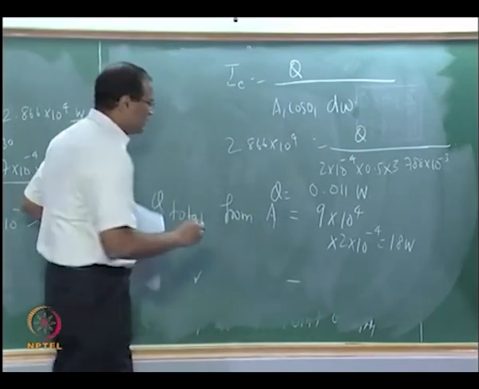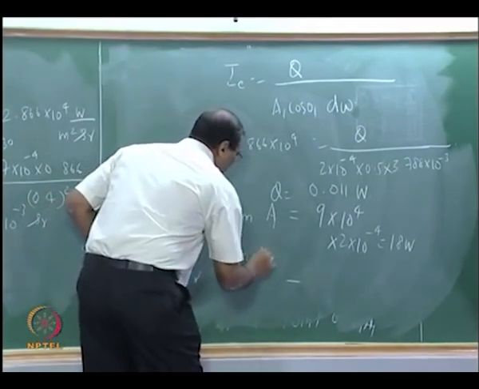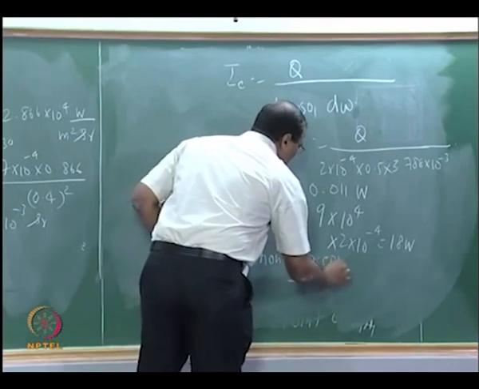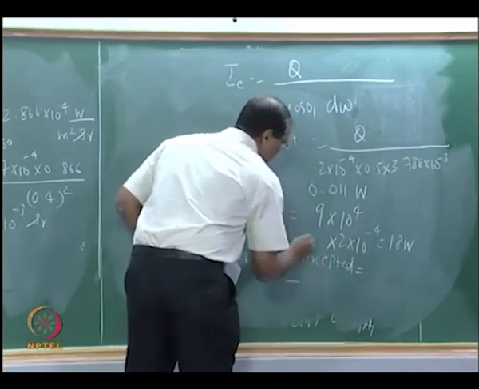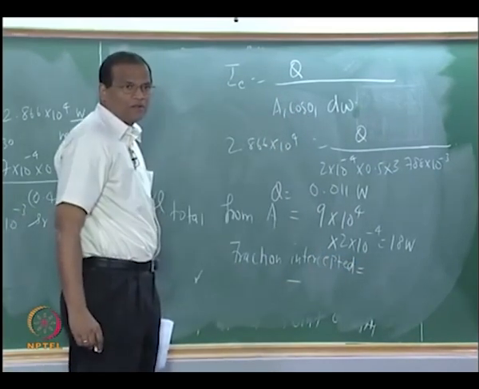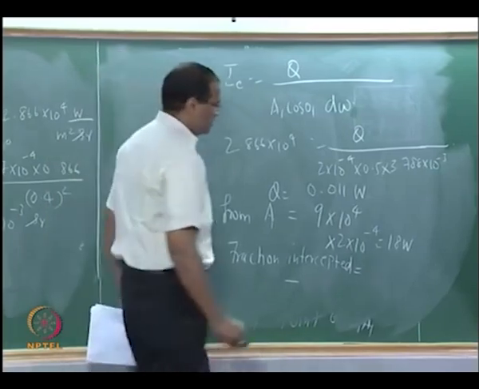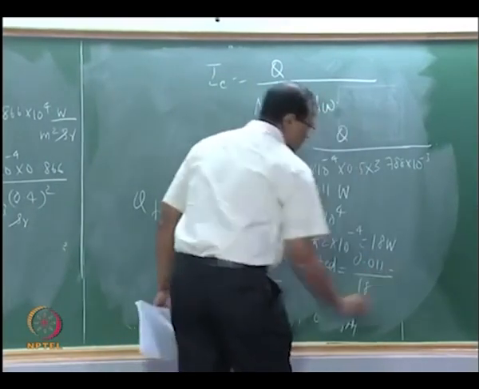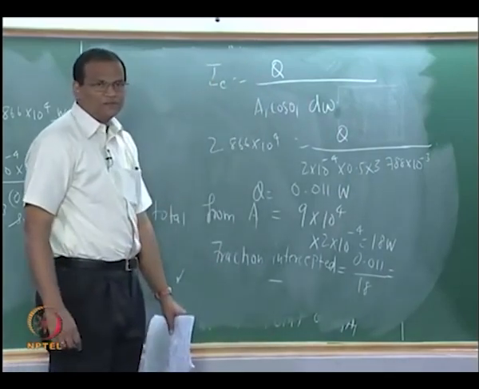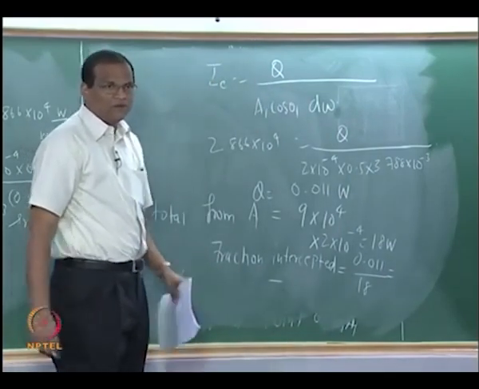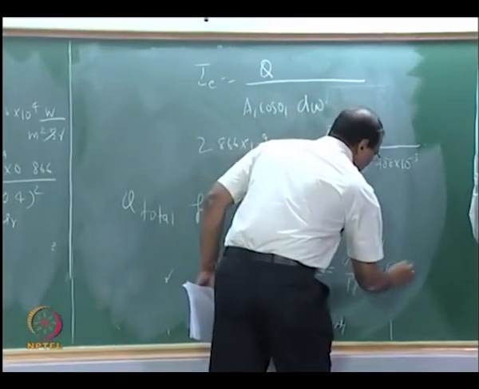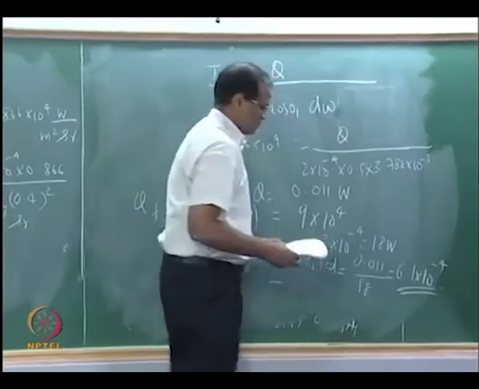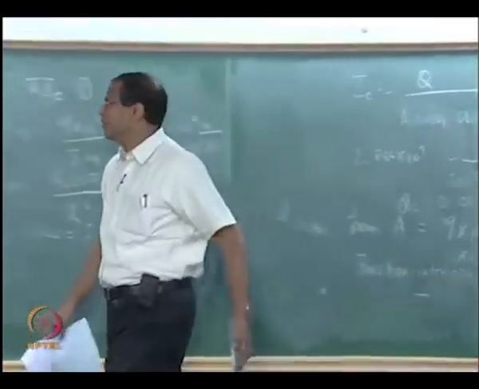So the fraction intercepted is 0.011 divided by 18. How much is it? 6.1 into 10 to the power of minus 4. Minus 4 or 3?